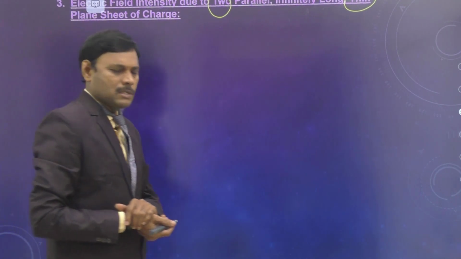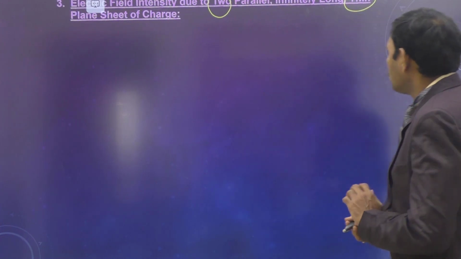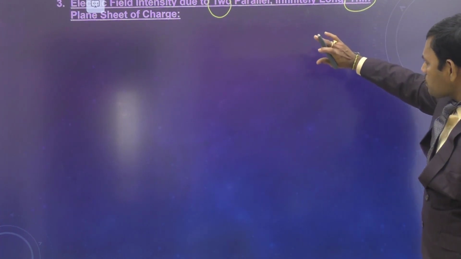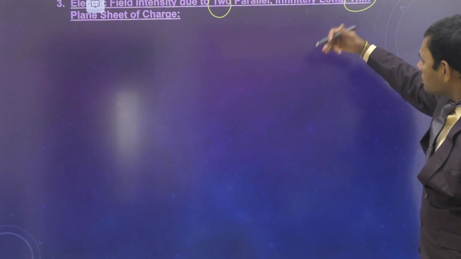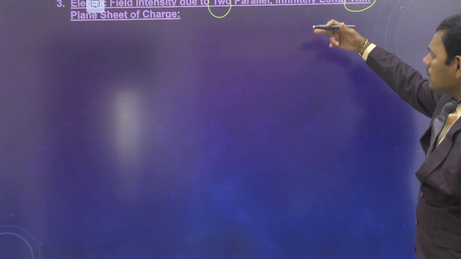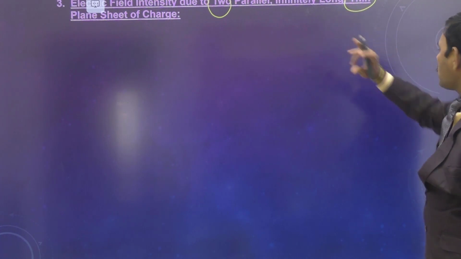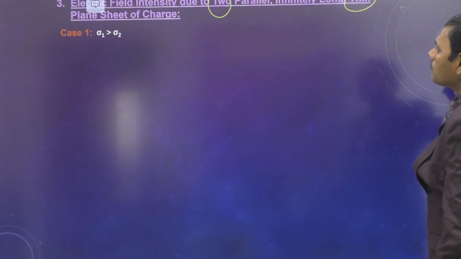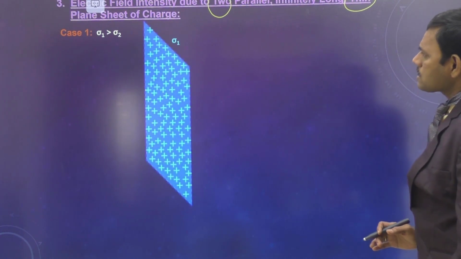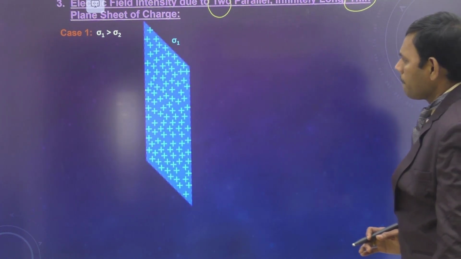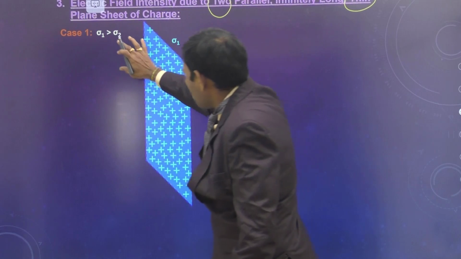There were problems given already and this is a repeatedly given topic. So let us consider, in spite of one, if we have two uniformly charge distributed infinitely long thin plane sheets, then what is the electric field due to them? So let us consider case 1, in which we have two plane sheets.